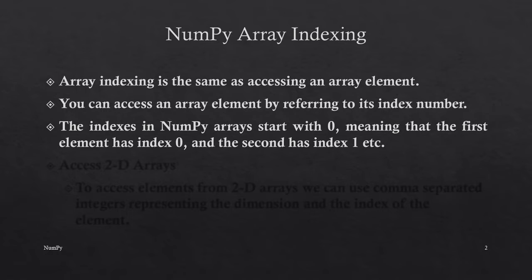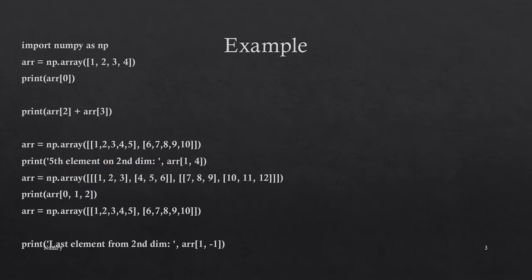The array index of the first element is 0, and the array index of the second element is 1. The third element is 2, and the nth element is n minus 1. Then how can we do this with the help of an example?